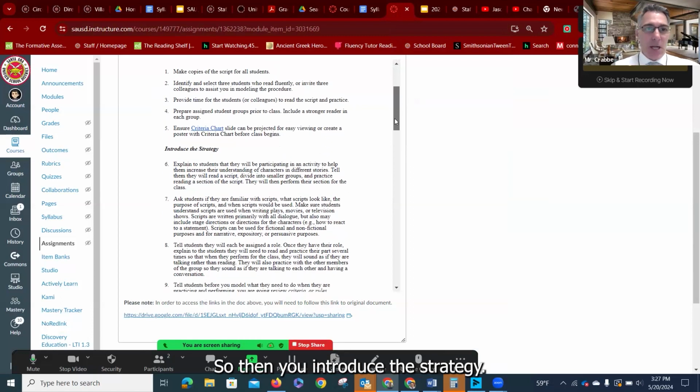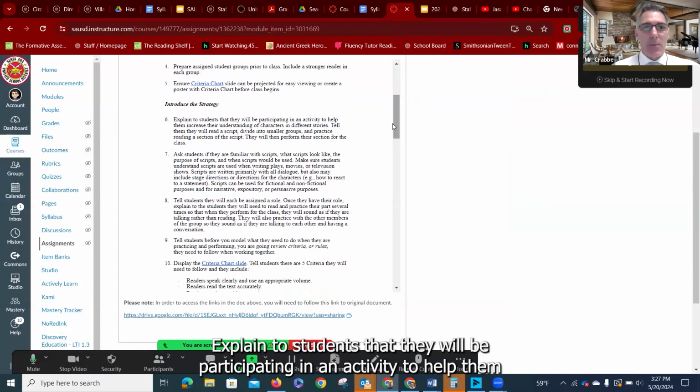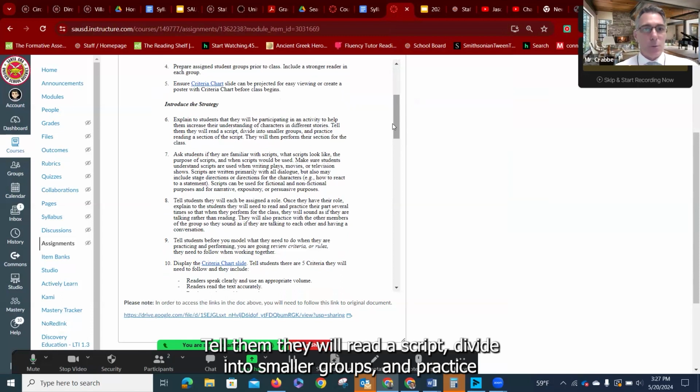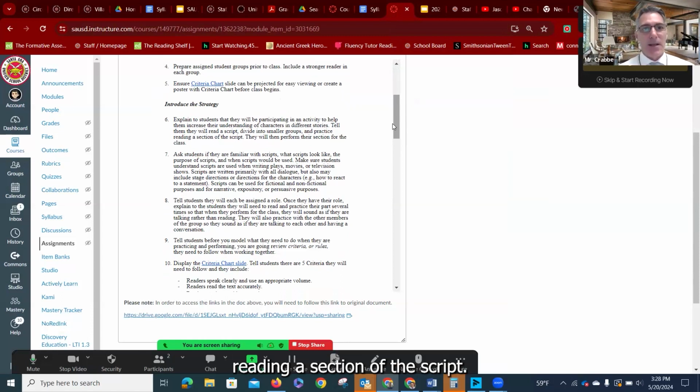So then you introduce the strategy. Explain to students that they will be participating in an activity to help them increase their understanding of characters in different stories. Tell them they will read a script, divide into smaller groups, and practice reading a section of the script. They will then perform their section for the class.